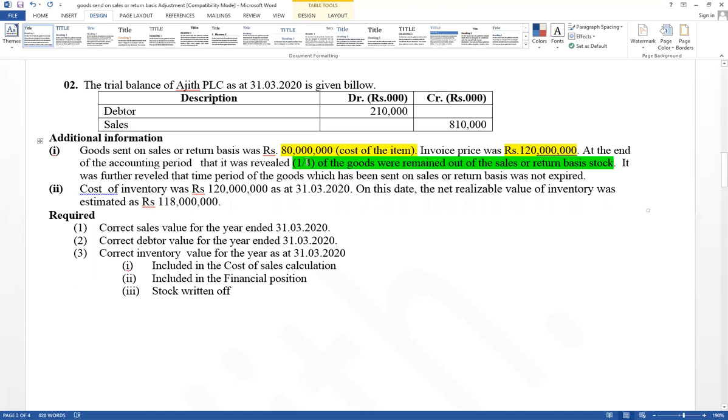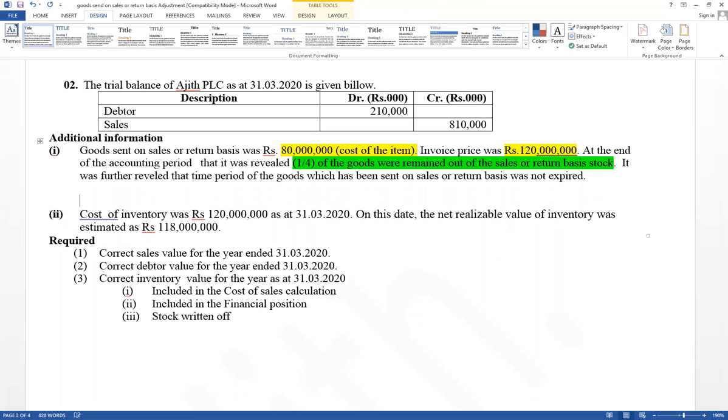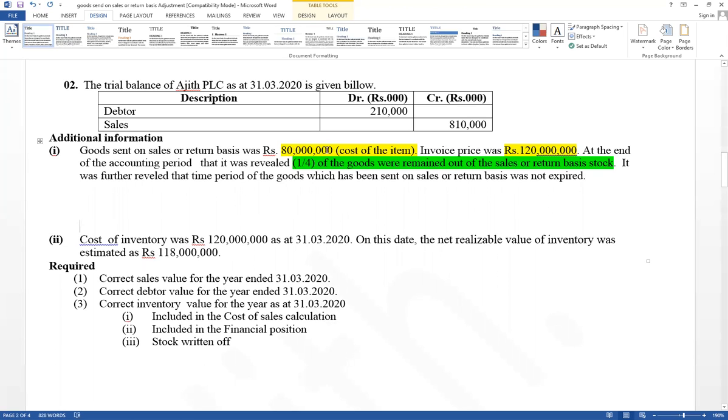Now think about not recorded, but not sales 1/4. It means 3/4 is sales. Now, based on selling price, you have to consider not 1/4 but 3/4. Reason: not recorded, but not sales 1/4 means 3/4 is sales. And in the given inventory, the time period has also not expired. Inventory available at the store is given. Cost value is given. Net realizable value is given. Think about goods sent on sales or return basis. It affects debtors, sales, and inventory. Right. Then it has not been recorded yet, but 1/4 is not sales.